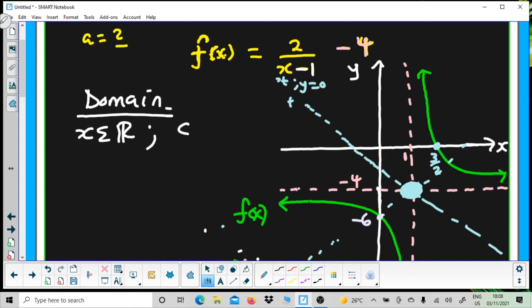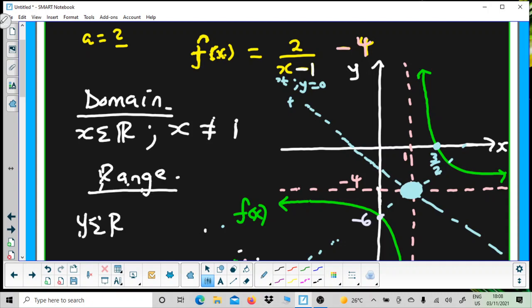So x is an element of real numbers, but x is not equal to the value of the asymptote. The same applies to the range. It's exactly the same thing. y is an element of real numbers, but y is not equal to the value of y where the asymptote is. And in this situation, what is the asymptote? -4. So please, people, those are the few things I needed on the hyperbola that you are supposed to remember when you handle these kinds of things.